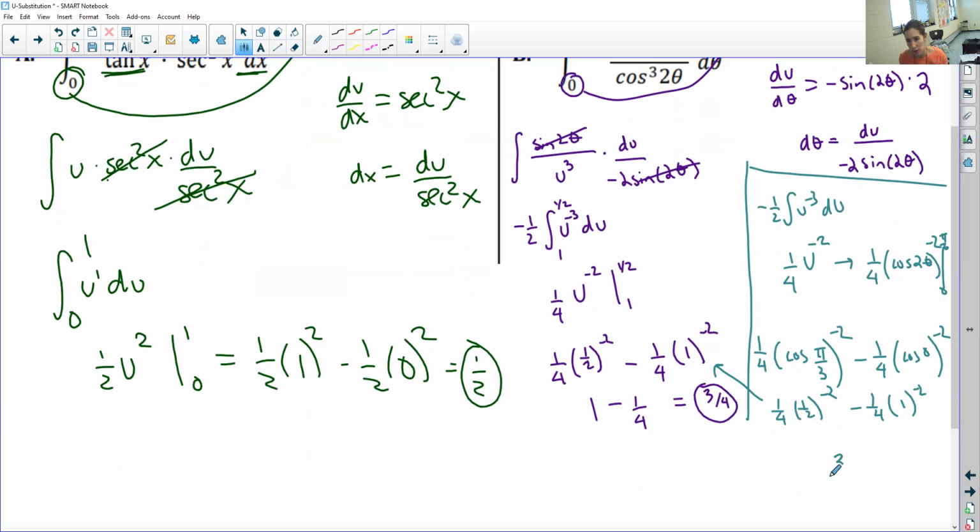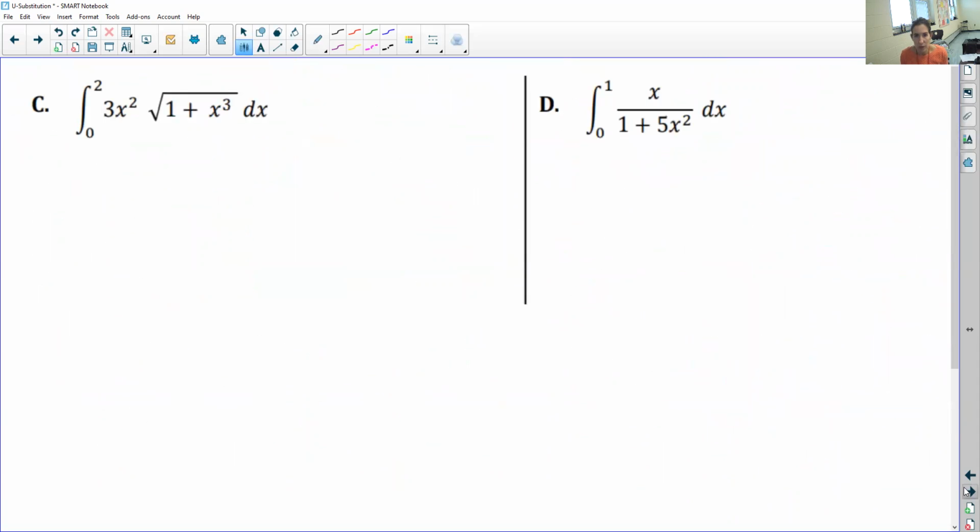So it still ends up being 3/4. So either of these methods are fine. The AP test sometimes writes multiple choice questions that force you to do it the purple way. And I think it's a little bit easier the purple way, so I would encourage you to do it like that. All right, 2 more examples.